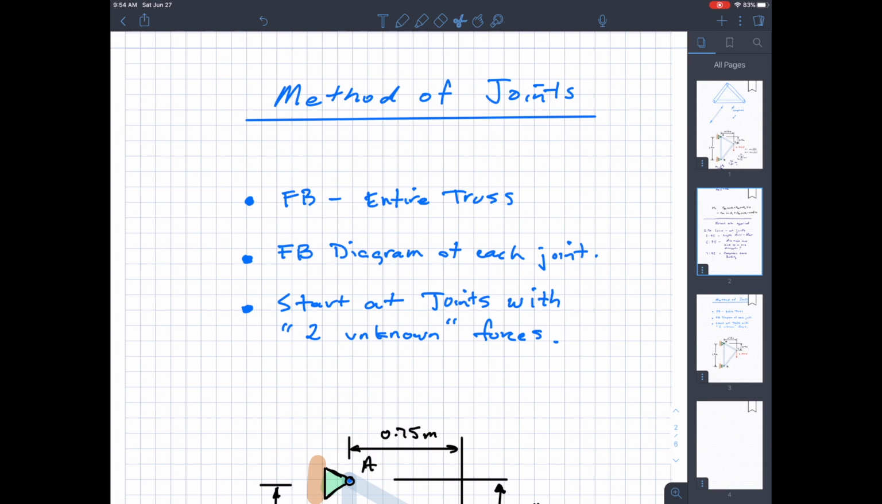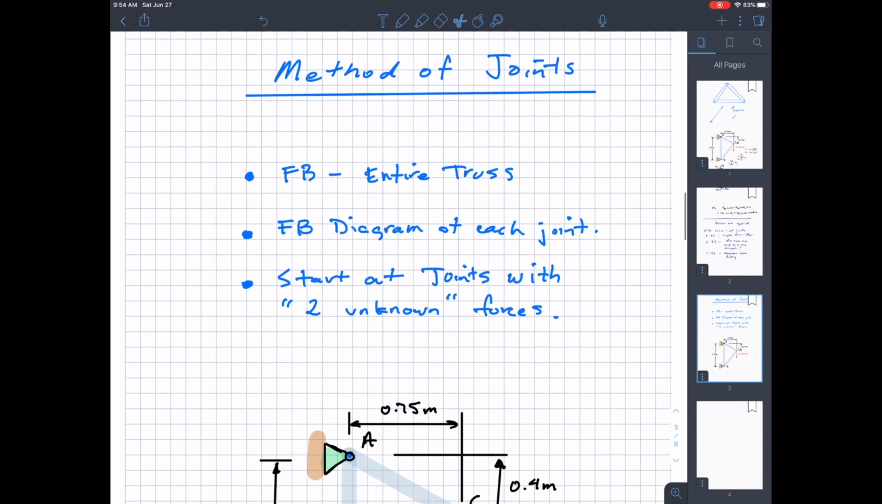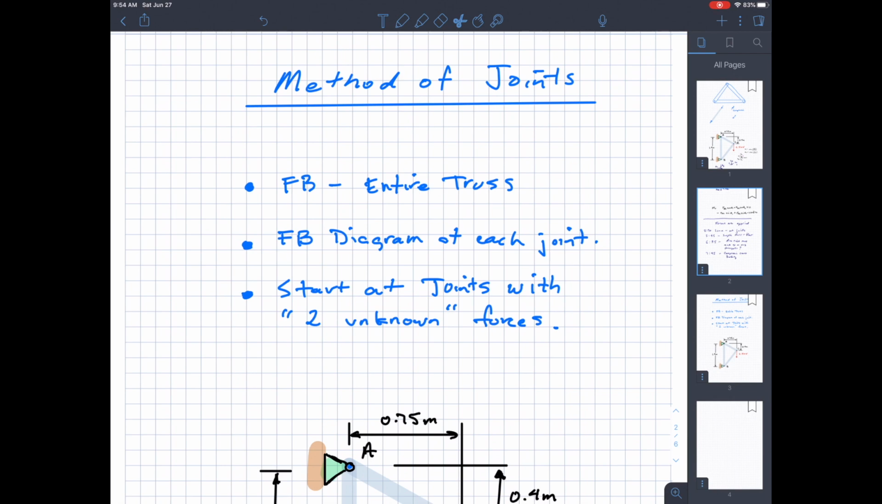But with this method of joints, you can play around with this and come up with an easier path through the process of solving the equations. We'll talk about this as we go. The general idea is that you can do a free body diagram of the entire truss and look at the reaction forces from that free body diagram. We've talked about how you write equations using sum of forces in the x direction, sum of forces in the y direction, and sum of moments about any point. All that still applies, so we still have that at our disposal for analyzing a truss.